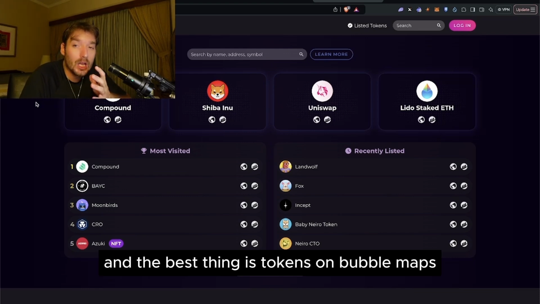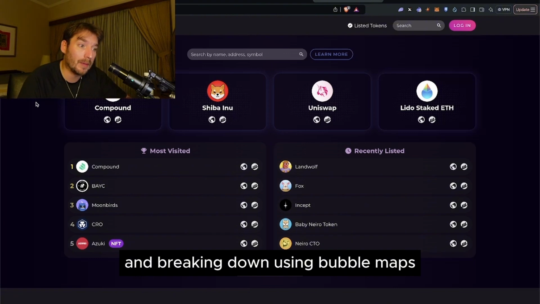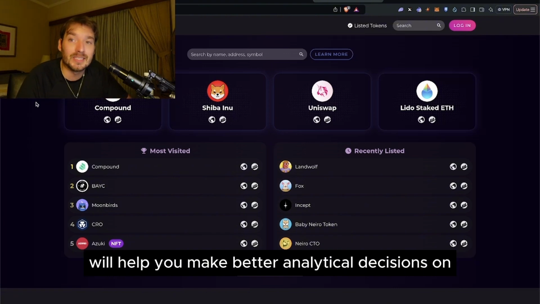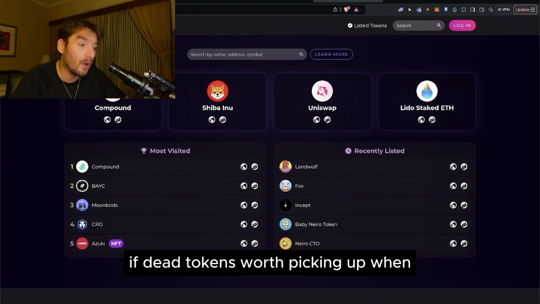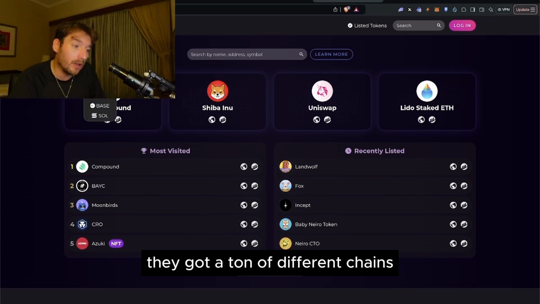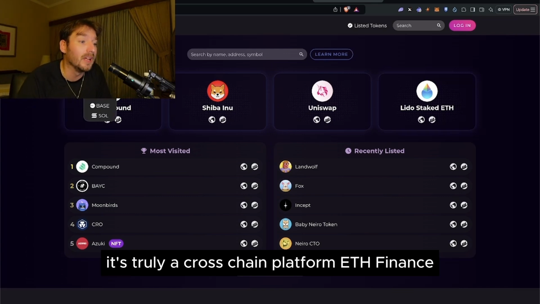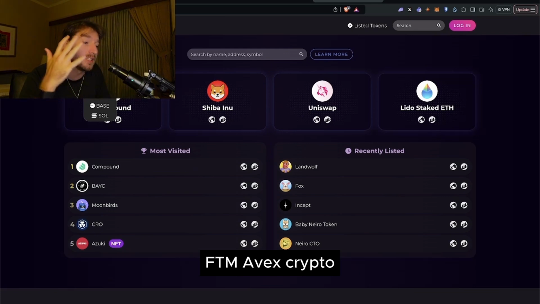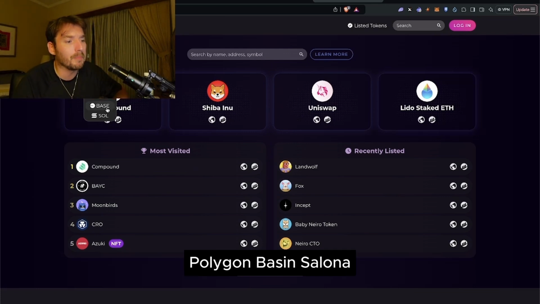And the best thing is, breaking down tokens using Bubblemaps will help you make better analytical decisions on if that token's worth picking up, when, why, and where. So first things first, they've got a ton of different chains. It's truly a cross-chain platform. ETH, Binance, FTM, AVAX, Crypto.com, Arbitrum, Polygon, Base, and Solana.